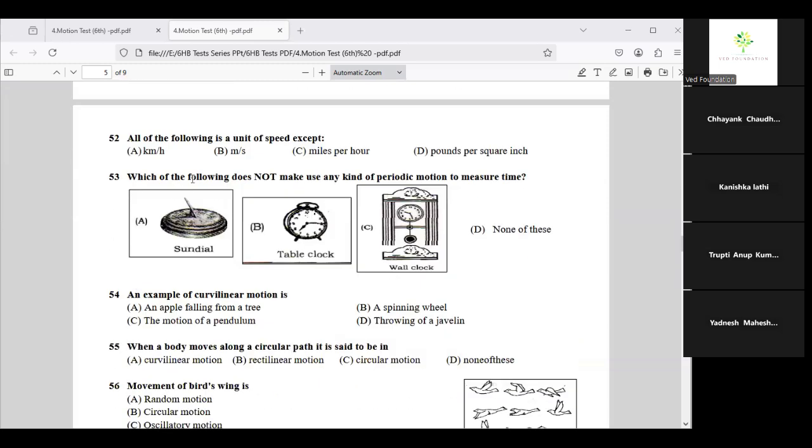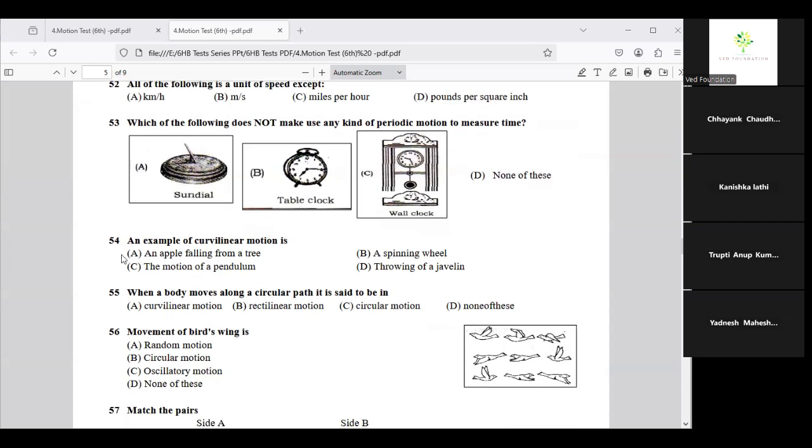53. Which of the following does not make use of any kind of periodic motion to measure time? Sundial, table clock, wall clock, none of these. Correct answer of 53 is option D, none of these. All are used to measure time.